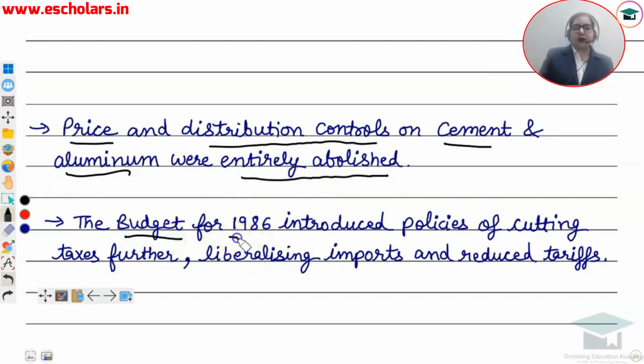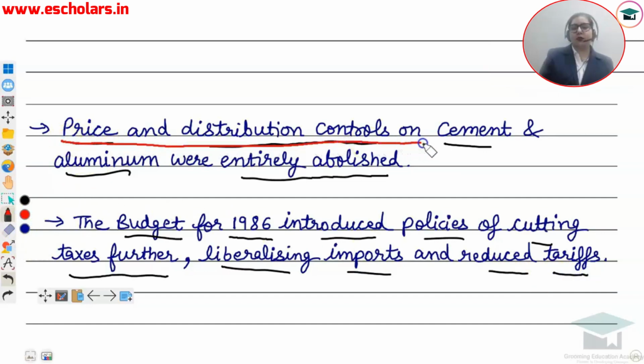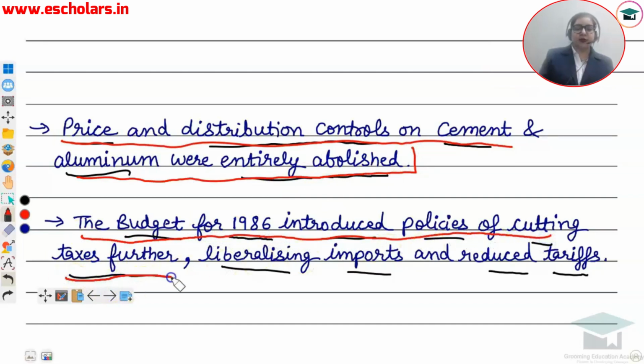The budget for 1986 introduced policies of cutting taxes further, liberalizing imports and reducing the tariffs on imported goods. So let's have a look. Price and distribution controls on cement and aluminium were entirely abolished. The budget for 1986 introduced policies of cutting taxes further, liberalizing imports, and reduced tariffs.